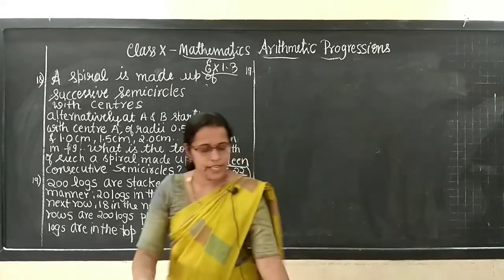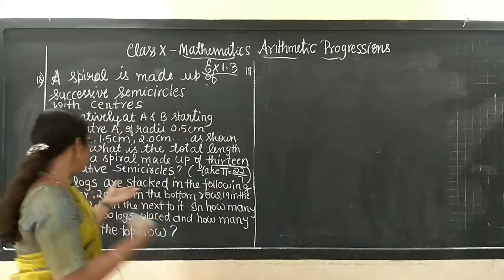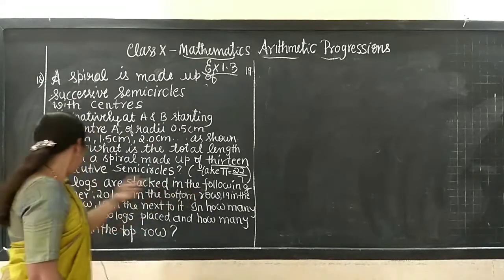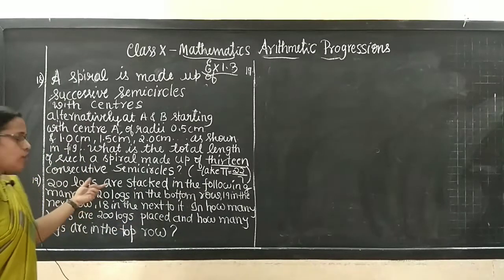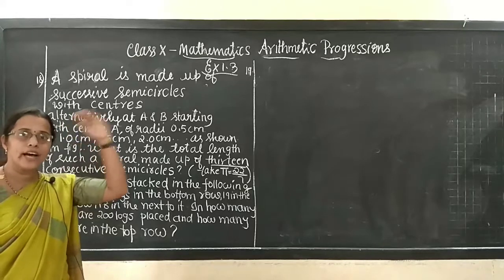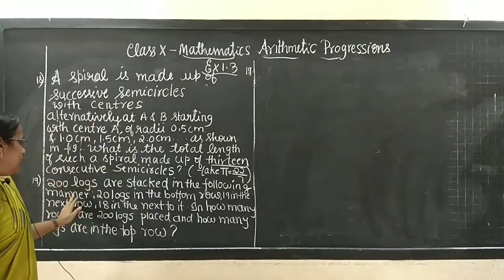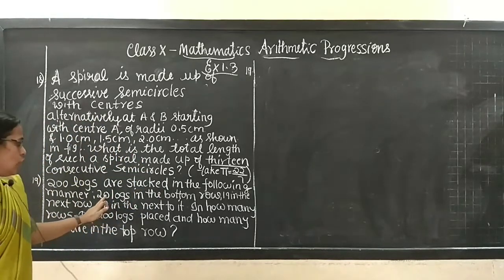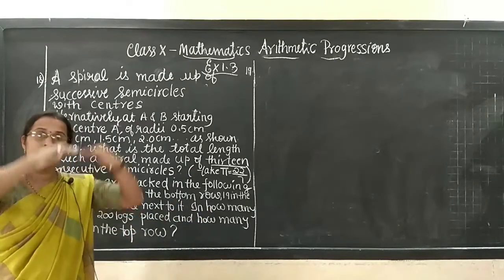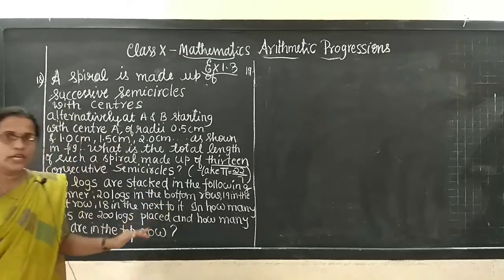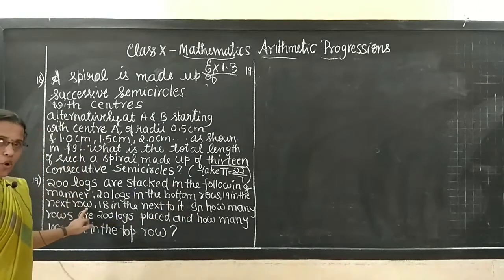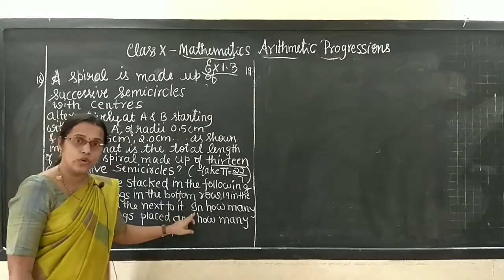Now see the next problem, the 19th problem. 200 blocks are stacked in the following manner. Wooden blocks, children. So 200 blocks are there. Stacked means one kept upon the other, in the following manner, like this. 20 blocks in the bottom row, then 19 in the next row and 18 in the next to it.